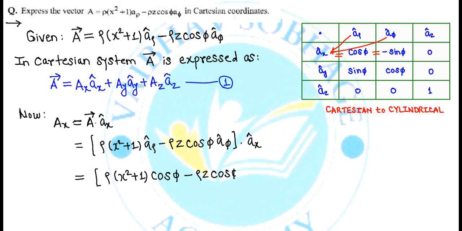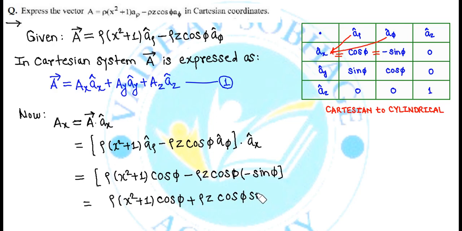If you are confident enough in your calculations, you can directly write that one. So here we are going to say it to be what? Minus of sine phi. Now if you rewrite this one, what do we have? Rho into x square plus 1 into cos of phi, and this minus sine phi into this minus term. So that will be what now? Plus rho z cos phi sine phi. Okay, now we have this one.